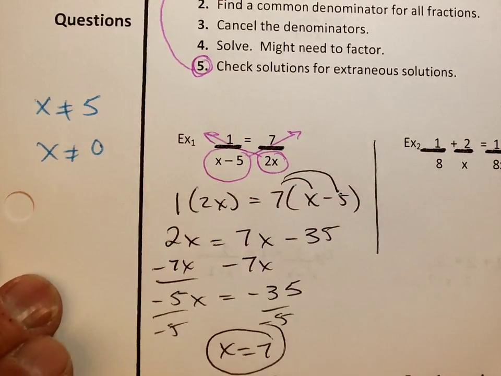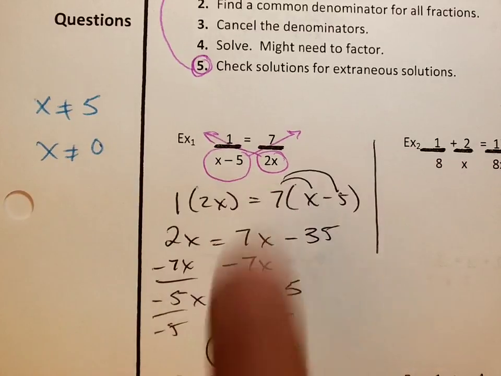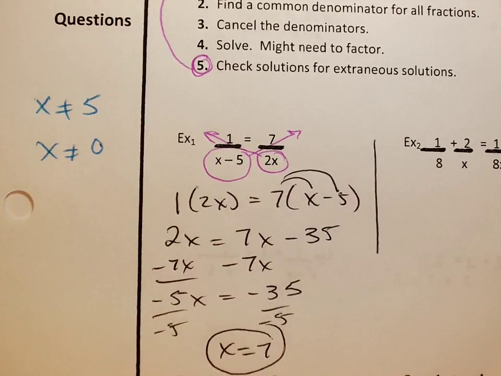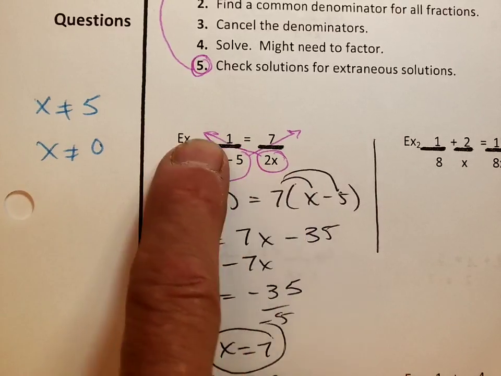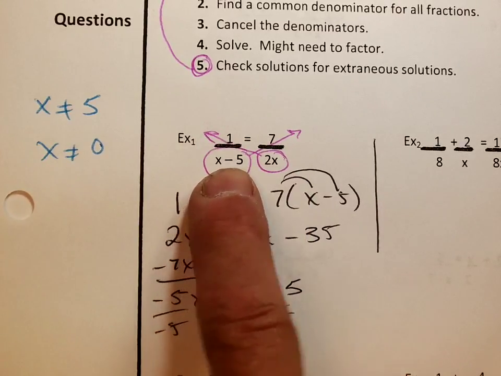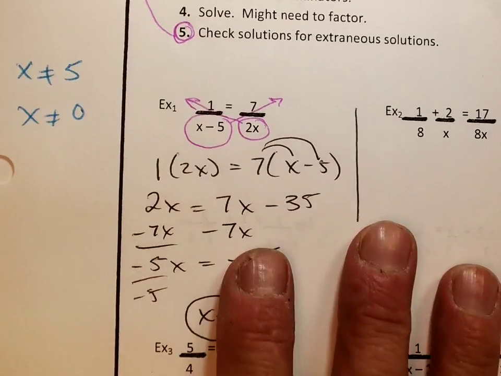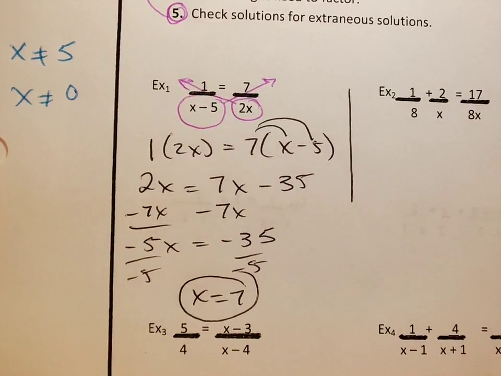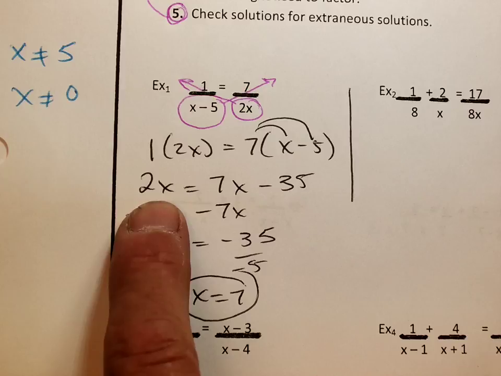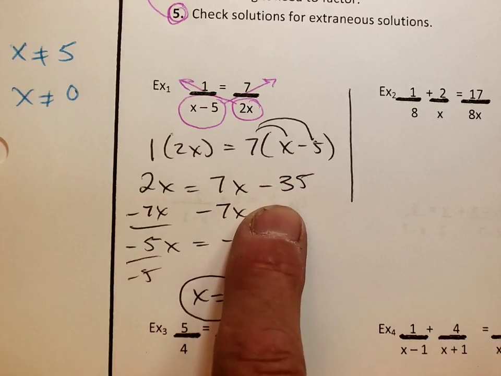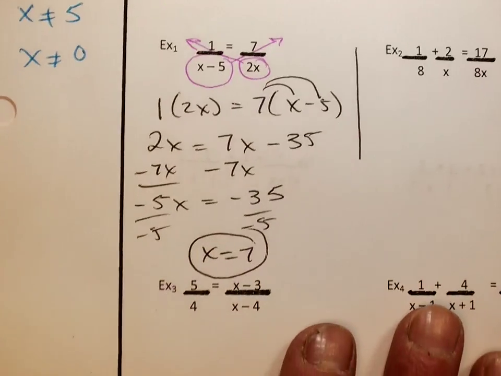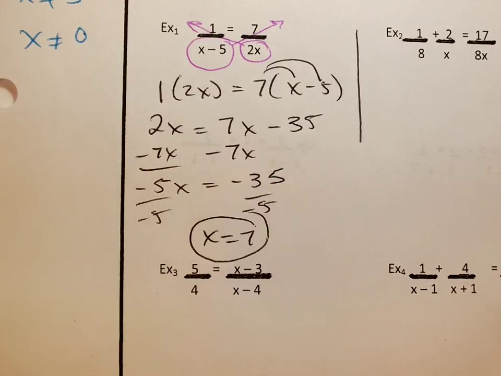Okay, so then, if you have a fraction equal to a fraction, what we do is we cross multiply, not cross cancel, cross multiply. The 2x moves all the way over to the 1. The x minus 5 moves all the way to the 7. And I multiply, right? 1 times 2x, 7 times x minus 5. Then I solve, minus 7x minus 7x. Divide by negative 5, divide by negative 5. I get x equals 7.